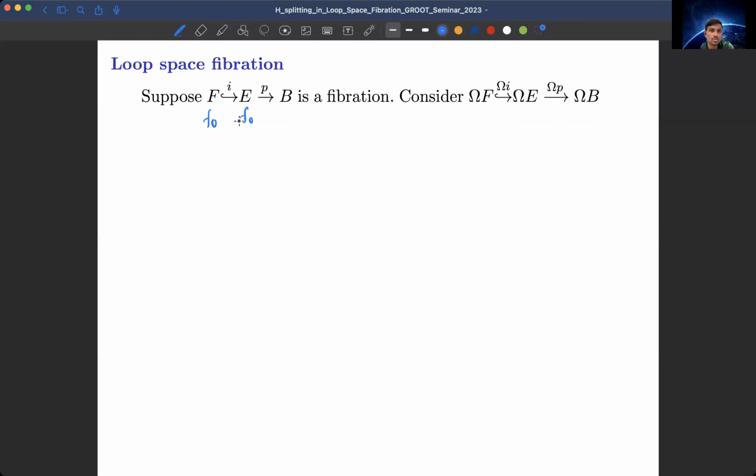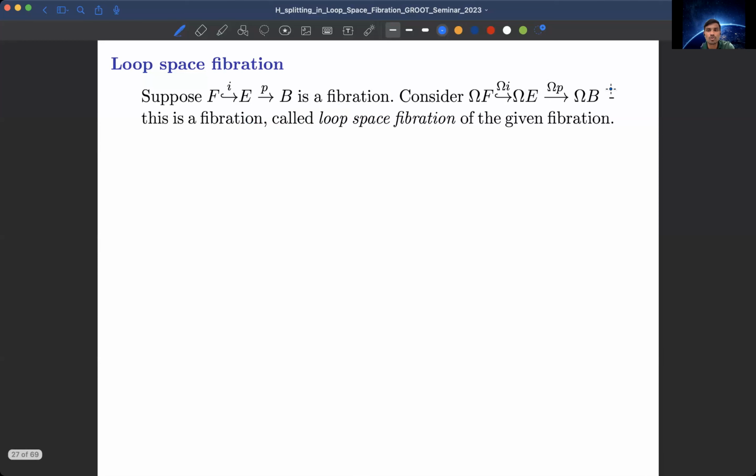So under inclusion, this also belongs to here, and the base point b0 here will be p of f0. With respect to this base point, we consider the respective base loop spaces, and there we also have induced maps omega i and omega p. As it turns out, if we take this b to be a well-pointed space, then this on the nose becomes a fibration, and that fibration we call the loop space fibration for the given fibration f, e to b.